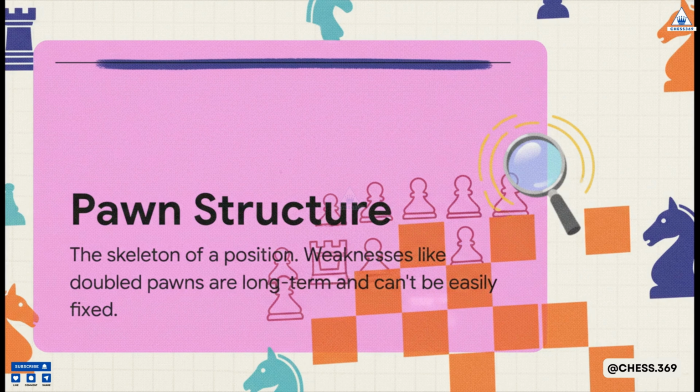See, a piece can go from being super active to totally passive in just one move. But a weak pawn structure, things like doubled pawns stacked on top of each other, or an isolated pawn with no friends to help it, that's a problem that can haunt you for the entire game. You can't just move pawns backward to fix a mistake. These weaknesses might not seem like a big deal in a complicated middle game, but boy, do they become decisive once you get to an endgame.